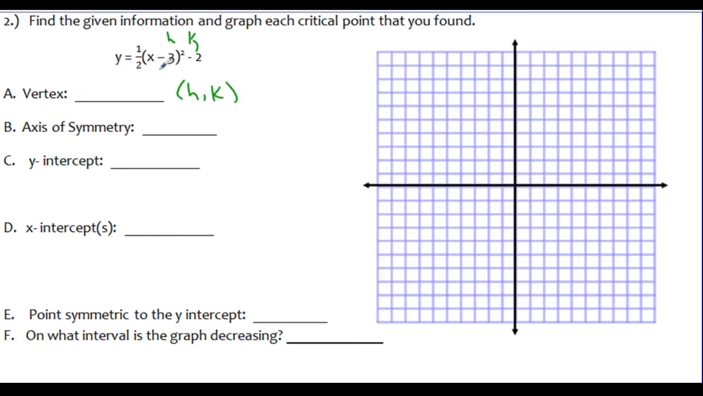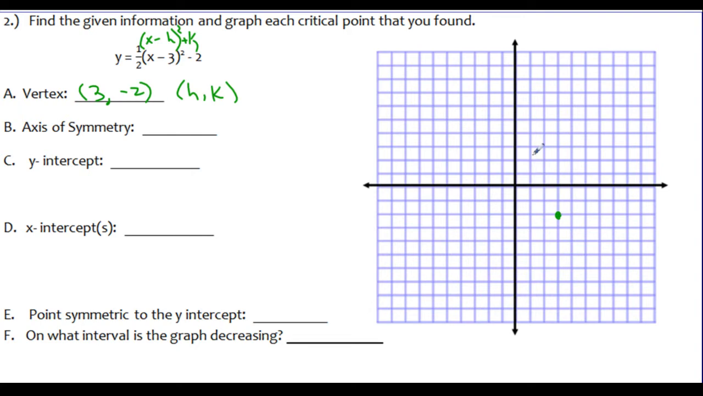So I can just plug in. h is 3, and be careful, it's not negative 3, because my formula is (x minus h) squared plus k. So the h value is actually positive 3, and my y value is negative 2. Let's put that on the graph. I'm going to go over to positive 3 and down to negative 2, and there's a point right there.